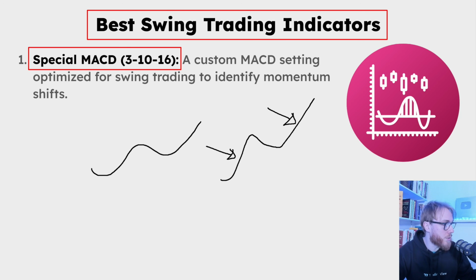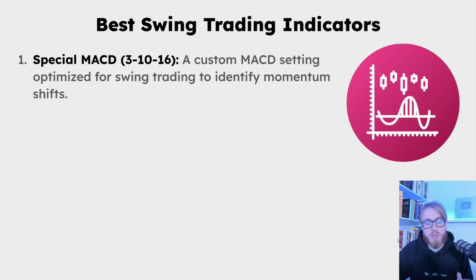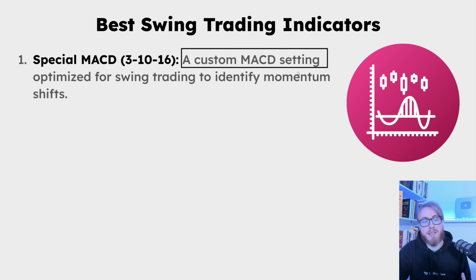And this is how we use the MACD. We want to find these momentum moves, because many times after a strong momentum move, the price tends to pull back, which is when the price goes in the opposite direction of the move before the next strong impulse to the upside. And don't worry guys, I will show you exactly step by step how we can use this special version of the MACD. But for now, all you need to know is that this is a custom MACD setting that is optimized for swing trading. You can also use it for day trading, but it's used to find these momentum shifts.